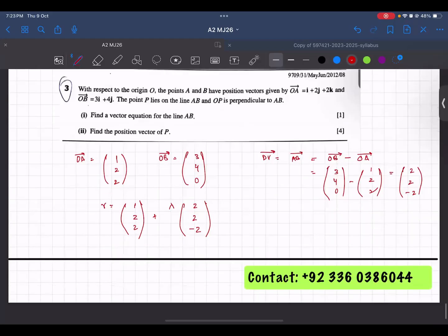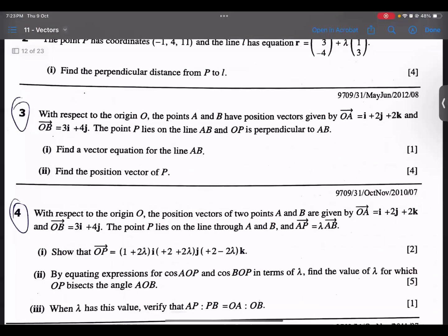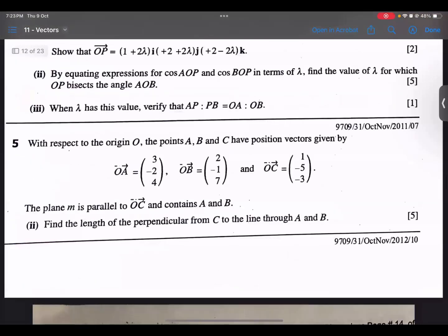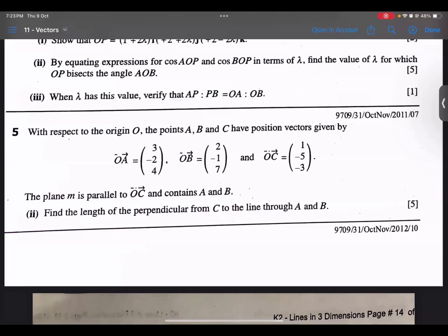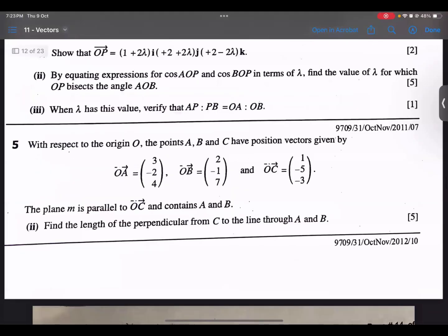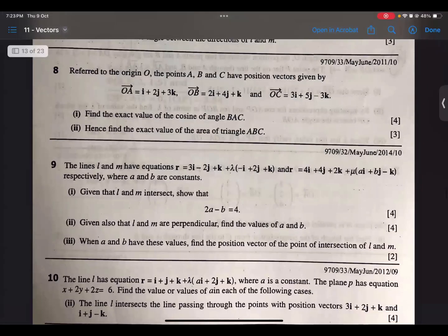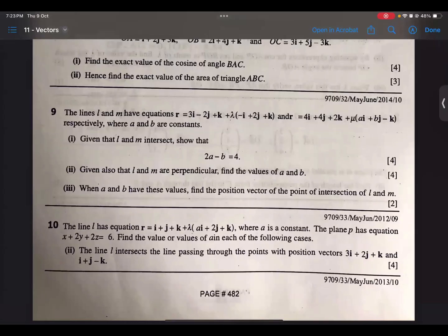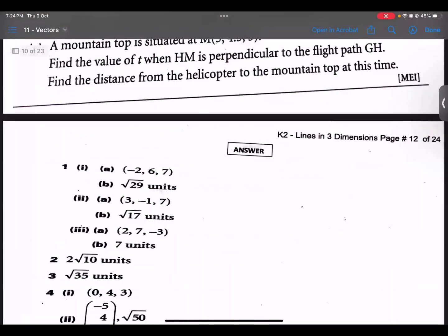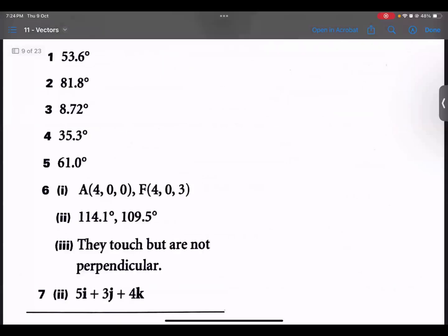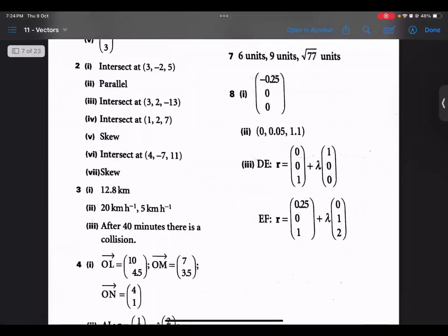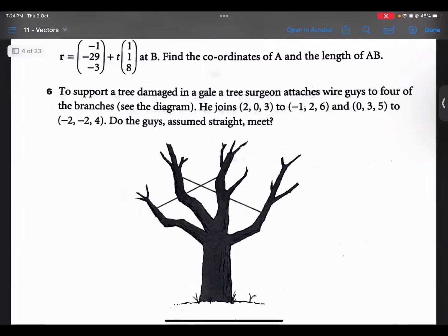Okay, let's see something else. Whenever you see a question using planes, look at question number 5, planes. The plane M is parallel to. The plane was in our syllabus before, but now it's no more, so you will ignore it. These are more related to the other parts as well. So in the next class, hopefully we will finish everything. Right now, I don't want to because we don't have much time.